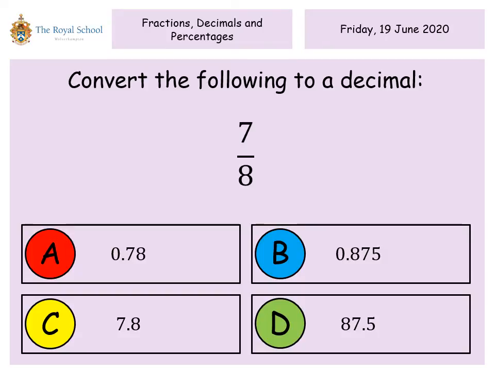So can we convert the following then to a decimal? So 7 over 8. So pause until you're ready for the answer.